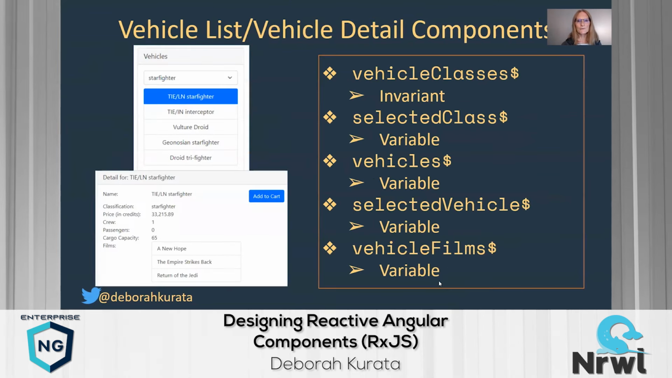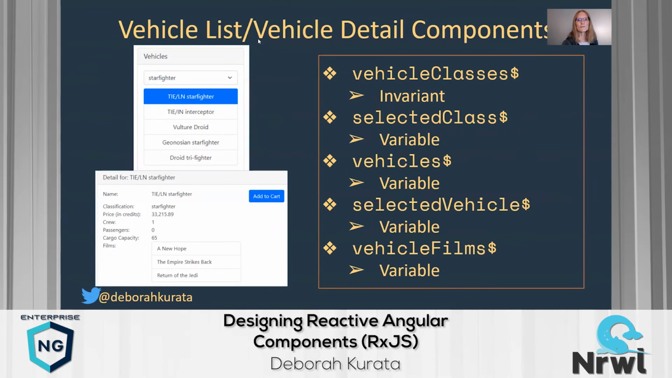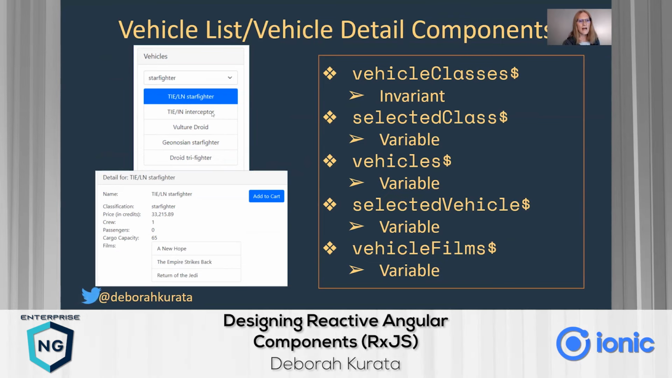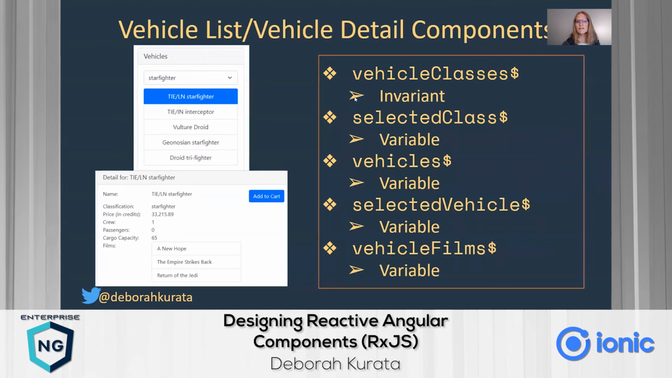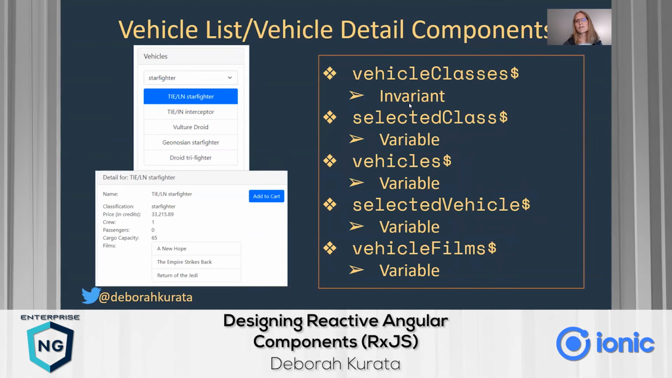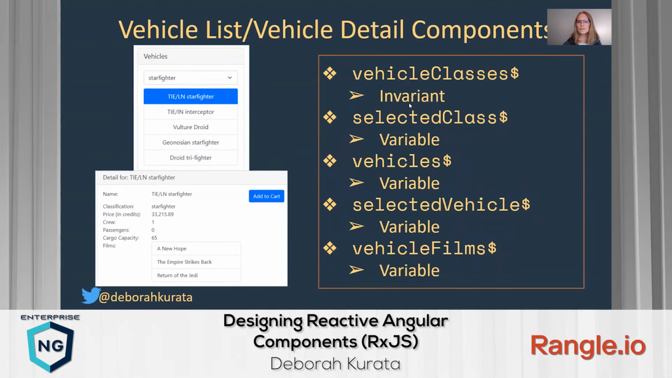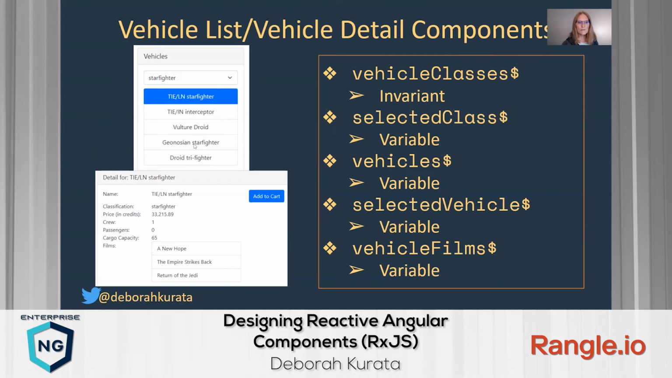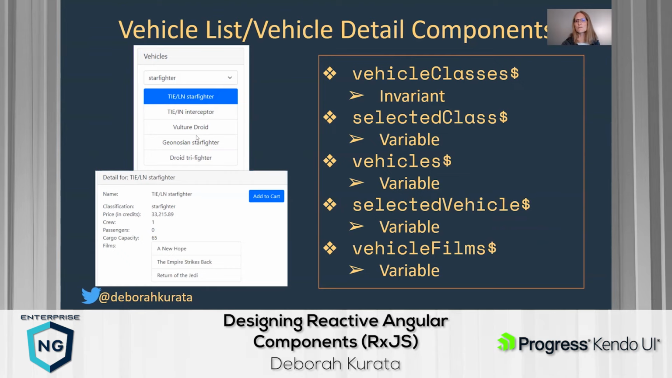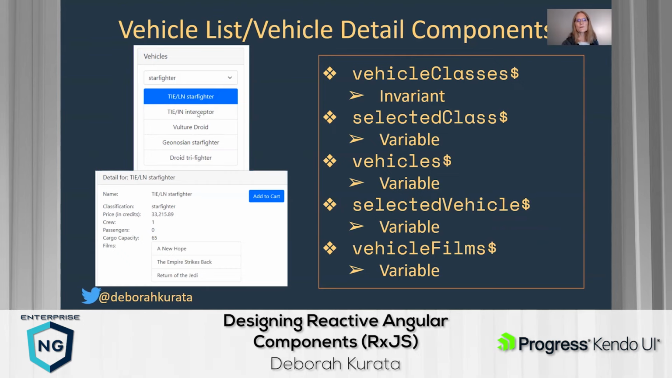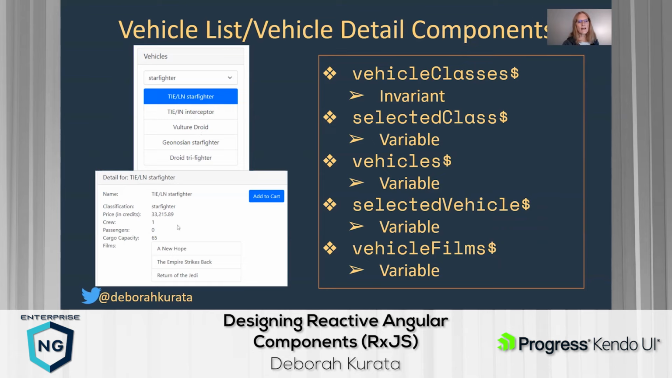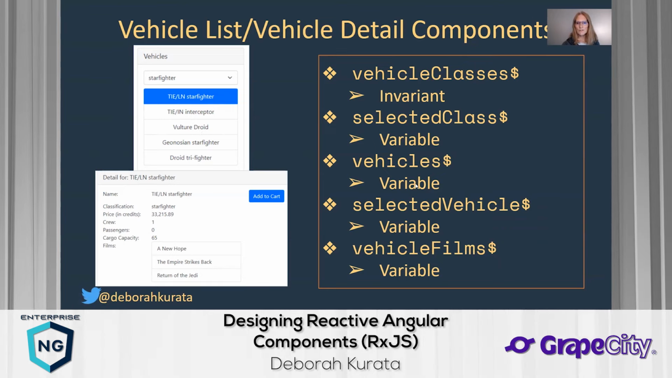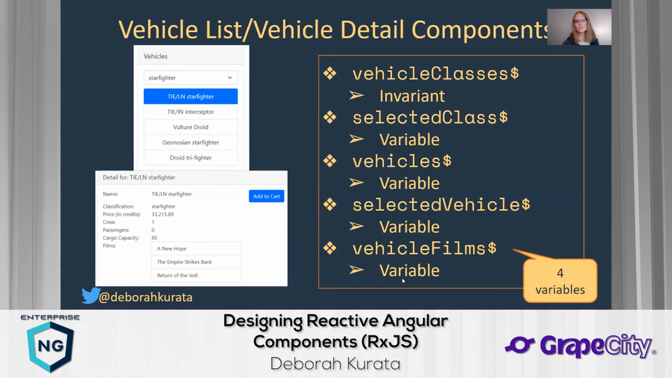Let's walk through an example. So here we've got the vehicle list and the vehicle detail components. The vehicle classes, that's our drop-down list here. That is not actually a variable, it's an invariant, it doesn't change. So we don't count that one. Our selected class, of course, changes. Our list of vehicles, since it's filtered by the selected class, that changes. Our selected vehicle changes, and the selected film changes, the list of films here. So we have 1, 2, 3, 4 variables.